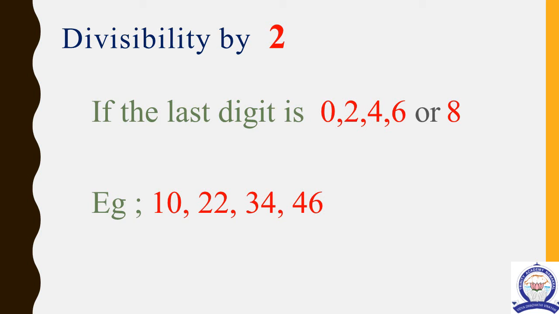If the last digit is 0, 2, 4, 6 or 8, the number is divisible by 2. For example, 10, the last digit is 0. Next example, 22, the last digit is 2, so it is divisible by 2. Again, another example, 34. 4 is divisible by 2. Next, 46. The last digit is 6. It is divisible by 2.